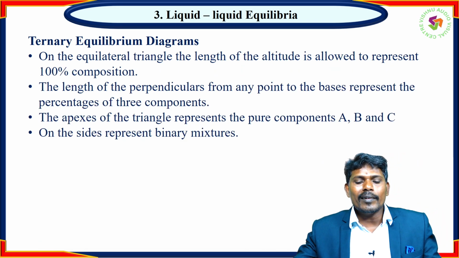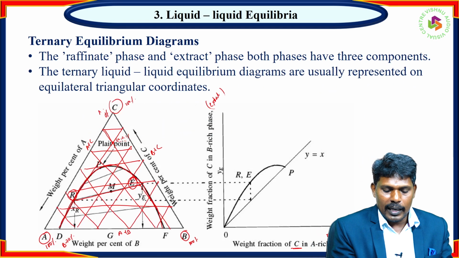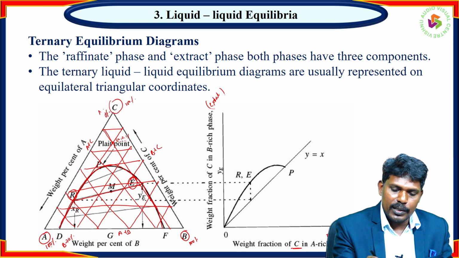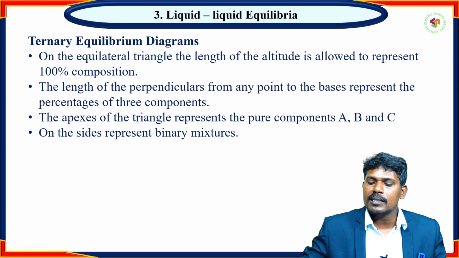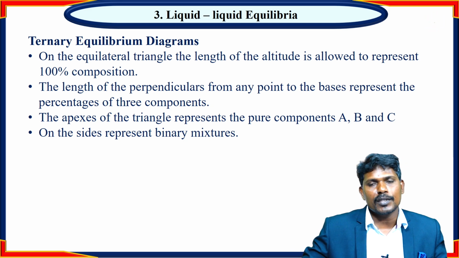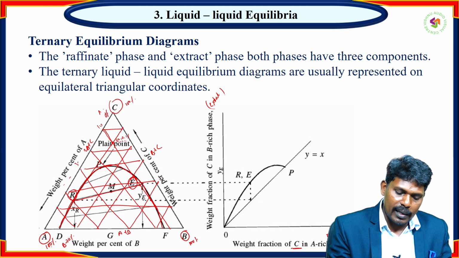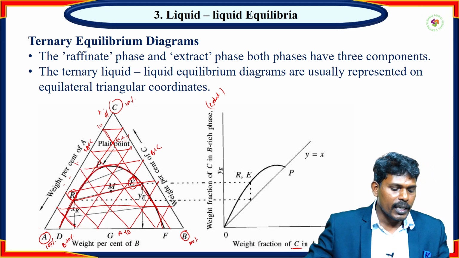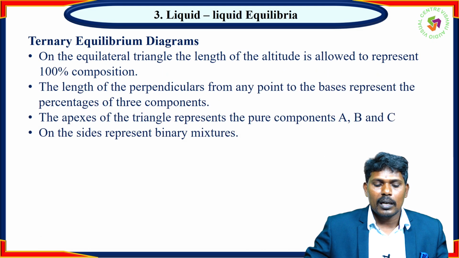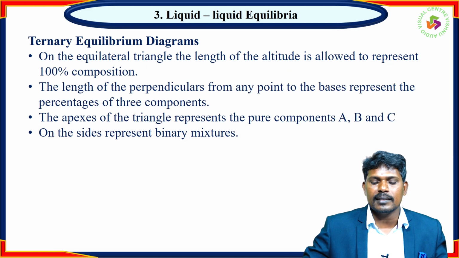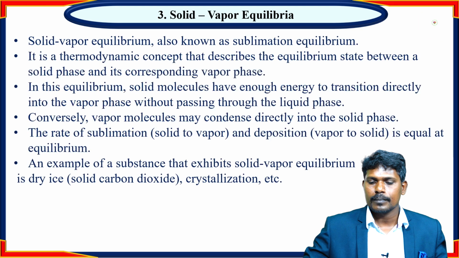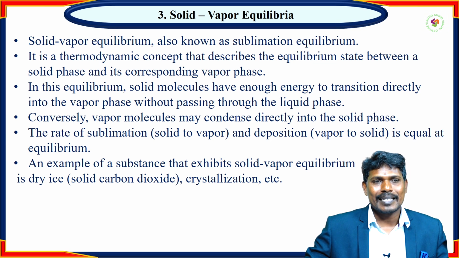As I already said, on the equilateral triangle the length of the altitude is allowed to represent the 100% composition. So the length of this altitude represents 100%, from 0% then 10%, 20, 30, and so on up to 100% here. The length of the perpendiculars from any point to the base represents the percentage of the three components. The apexes of the triangle represent the pure components A, B, C respectively. The sides of the triangular diagram represent the binary mixtures. So this is about liquid-liquid equilibria for ternary phase diagrams.